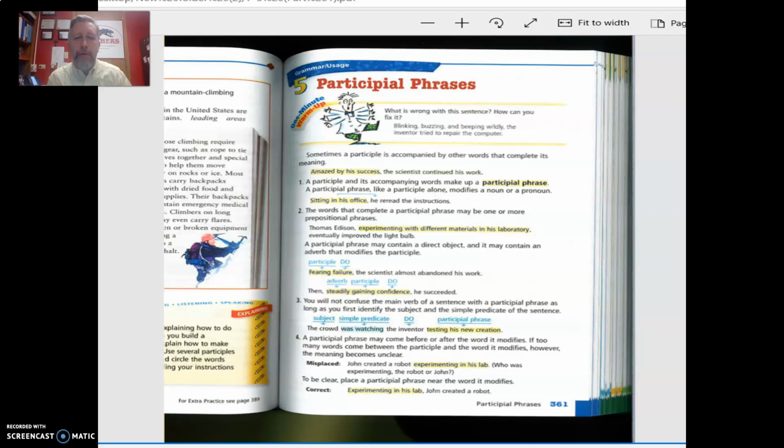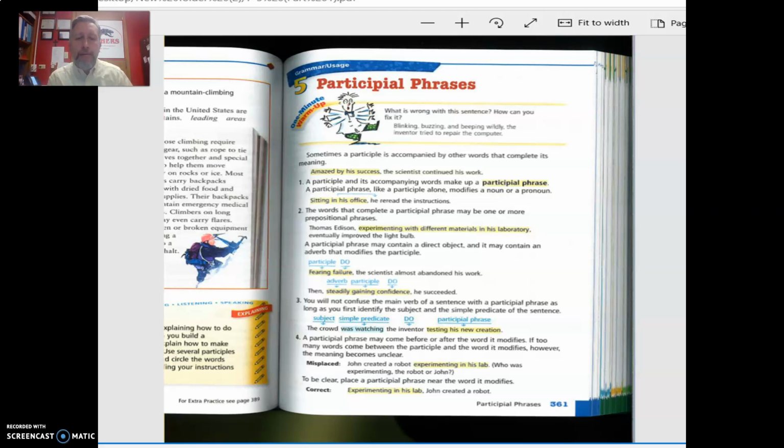Well, look for a noun or a pronoun in that sentence that it modifies. Steadily gaining confidence. You see what it modifies? Well, your choices are either then, he, or succeeded. Since he's a pronoun, that's going to be your winner, right?